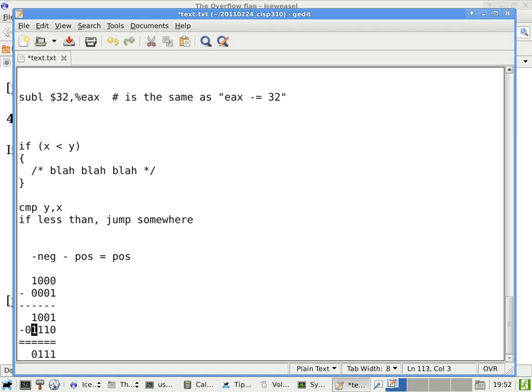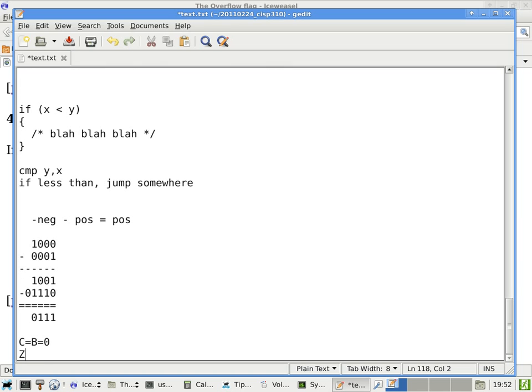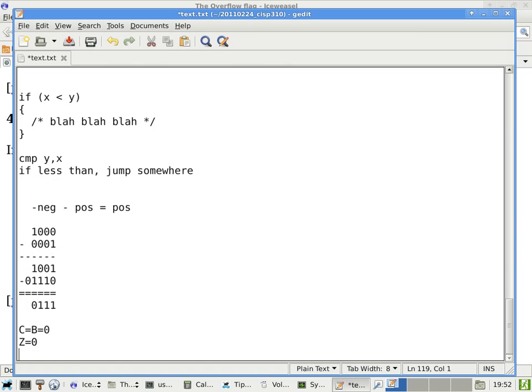Okay? So in this case, if I want to spell out all the flags, it's not too hard. The carry flag, which is the same as the borrow flag, is going to be a 0. There's no borrow in the calculation. The Z flag is going to be a 0 because the number is non-zero. And I will skip the overflow flag. I will go to the sign flag first. The sign flag is a 0 because the most significant bit is a 0.